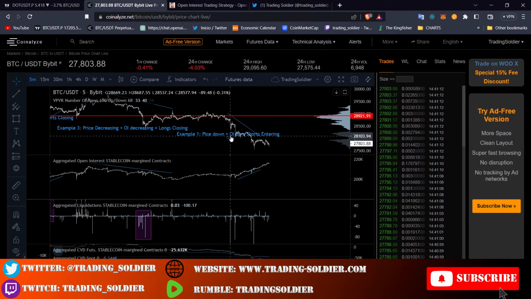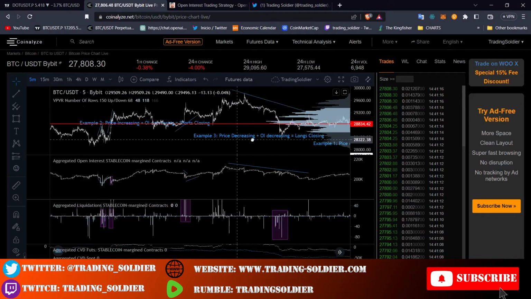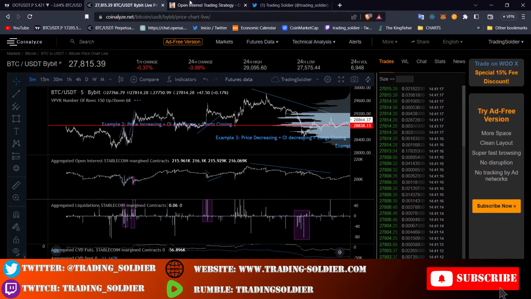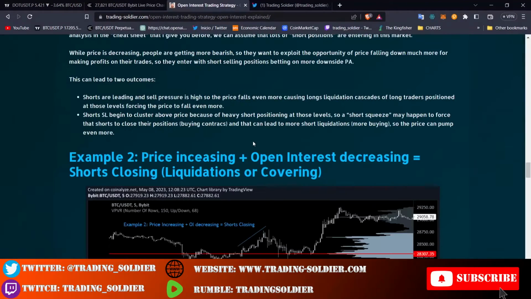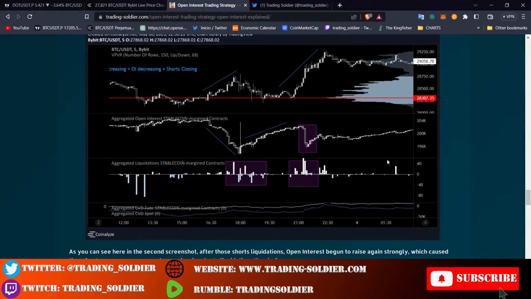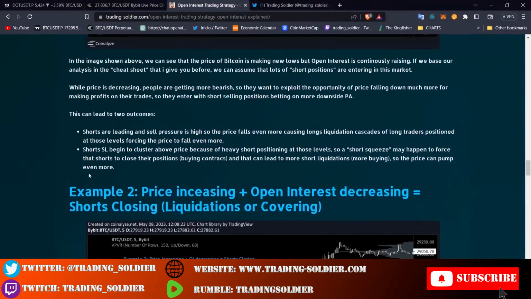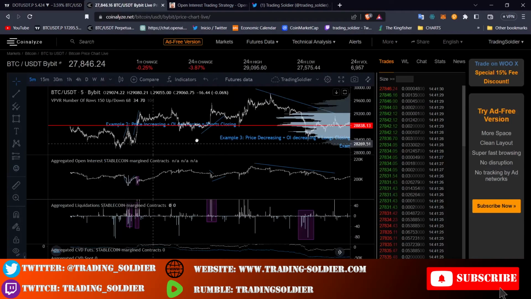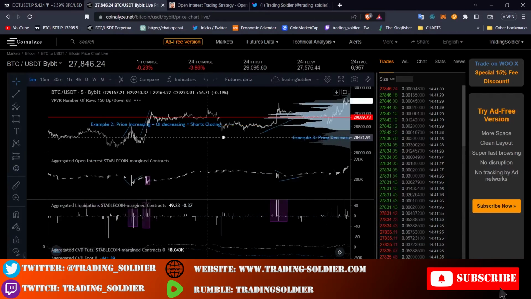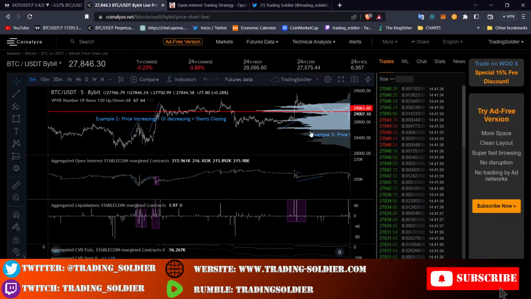So, let's take one example that I explained in my blog post. This example, where there are a lot of short liquidations and the price goes up, is example number 2. So go to example number 2. Okay, here. Example 2: price increasing plus open interest decreasing, shorts closing.